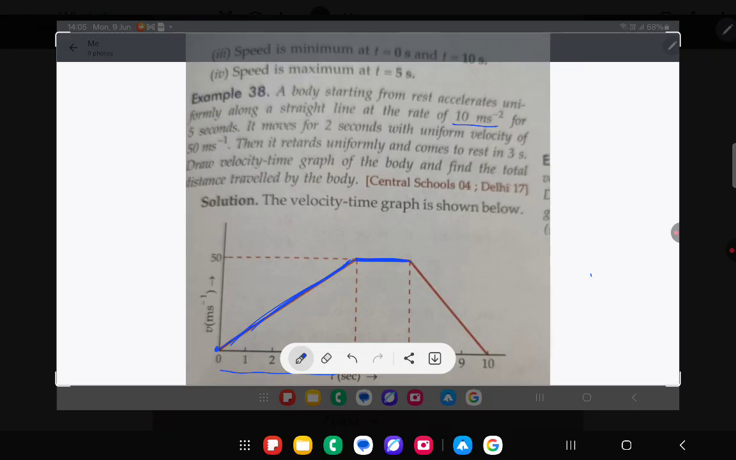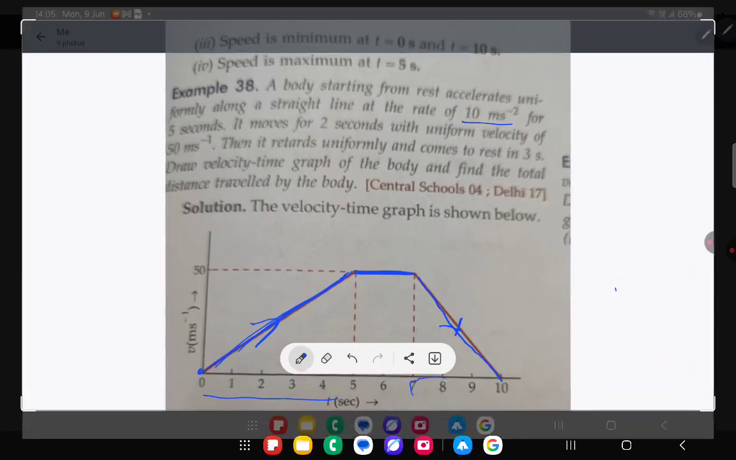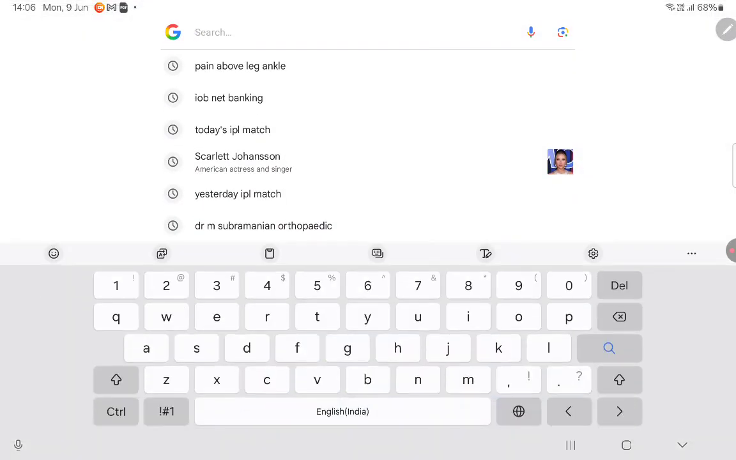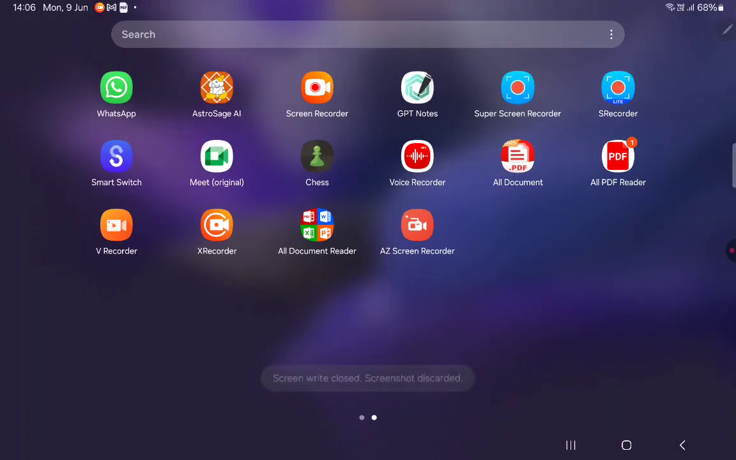If it moves for 2 seconds with uniform velocity, and then it retards uniformly and comes to rest, this means it's deceleration, in 3 seconds. So then 7th, 8th and 9th, 7, 8, 9, 10, that gap of 3 seconds is where it's coming down. You should know to plot this graph. So the hint is here, you should start with this. It moves with a constant velocity, you know. That is what gives you the hint to do the sum. I'm sorry.